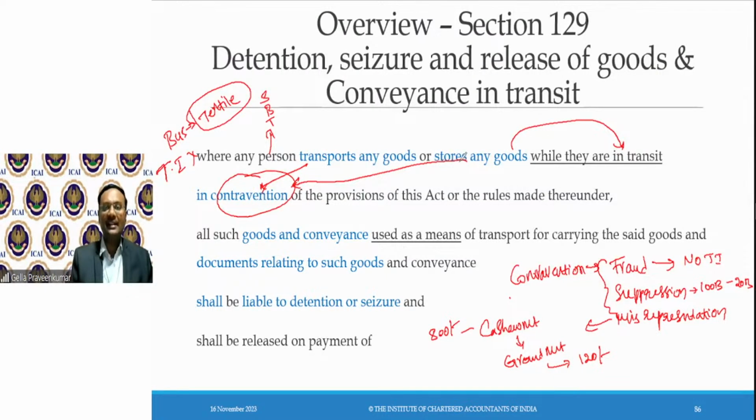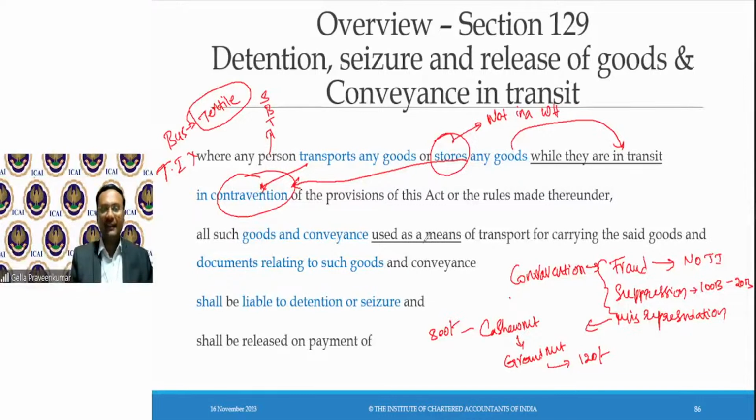Transportation. While in transit, the goods are stored. Now, when you store the goods, you store not in a warehouse. You store the goods in a house or in a particular place where you are not supposed to store the goods. It is not a warehouse. Then it is called contravention of storage.